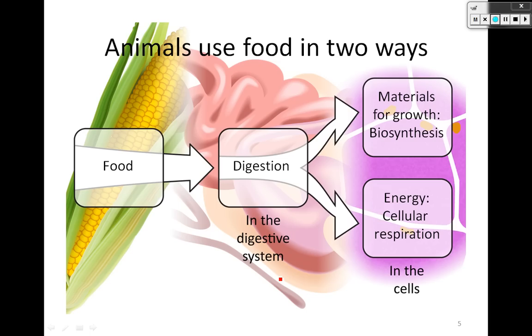All right, so we've seen this before. The food goes into the organism, and then it goes through digestion, and we've talked about cellular respiration. So now we're going to look at materials for growth and biosynthesis.